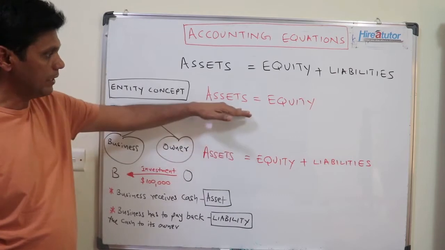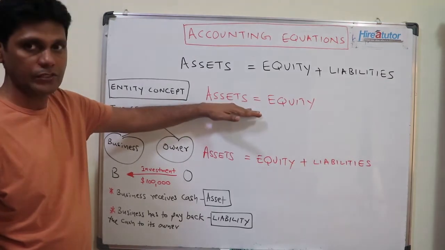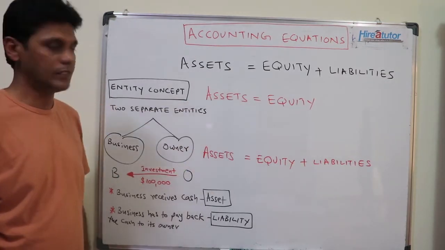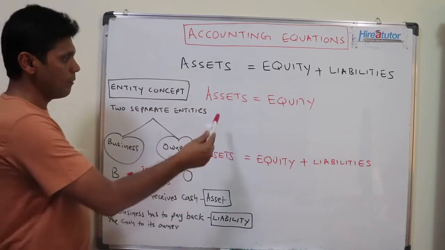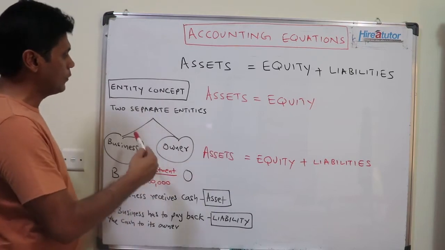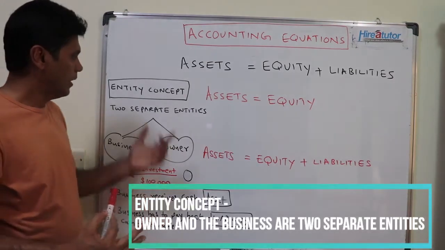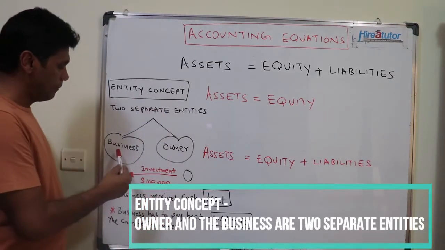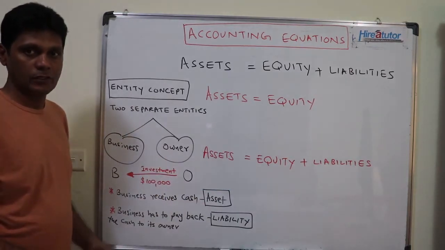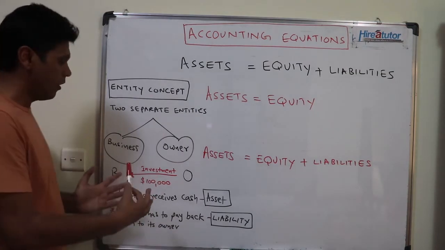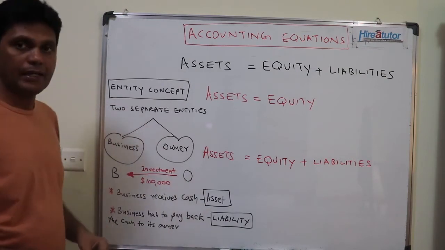Before that, I will explain the first part: how to build up and form this equation, assets equal equity, and how it is developed. Before I move on, let me explain a concept called the entity concept. What do you mean by entity concept? Entity concept means the business and the owners are treated as two separate entities.